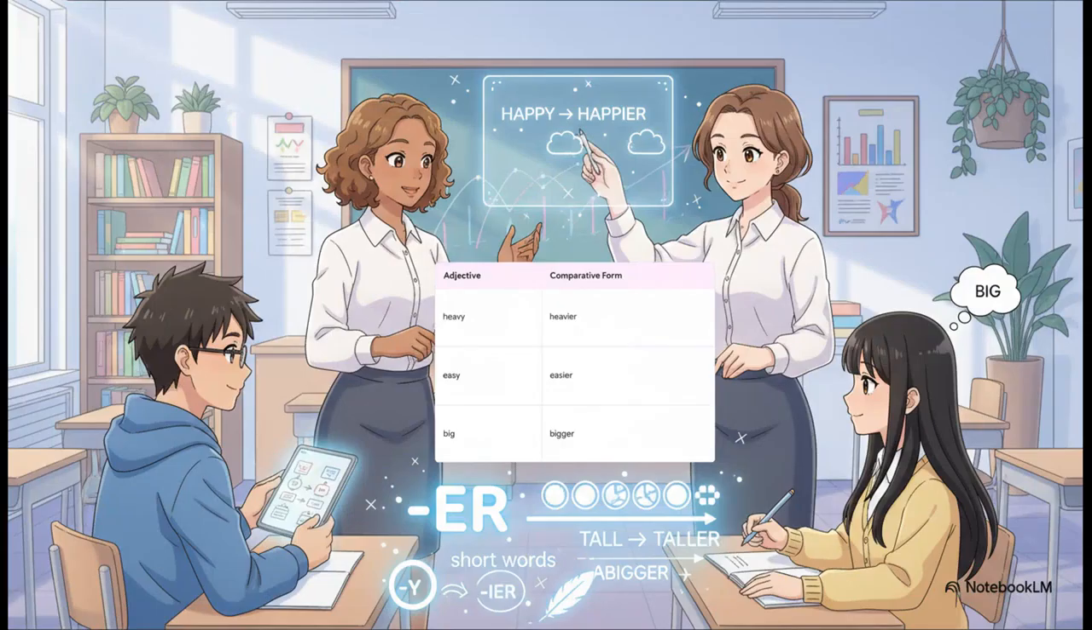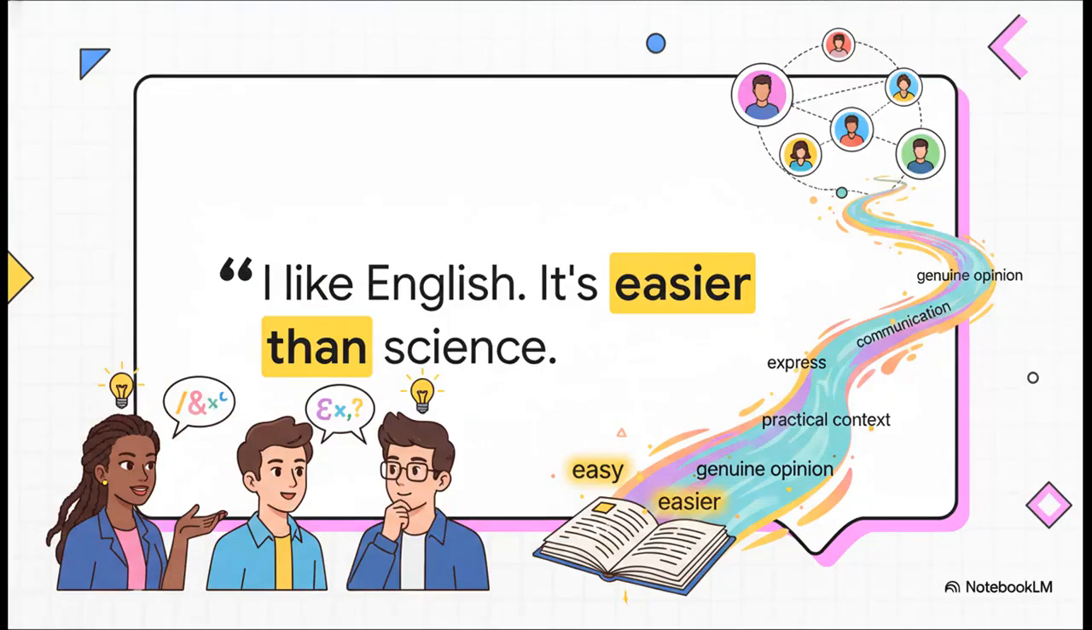The heart of this unit is the comparative adjective, the words we use to compare two things. And as you can see, students learn the basic rules. For short words, add er. If a word ends in y, change it to IER. It's a pretty simple and elegant system. And this is where the magic happens. The lesson immediately takes that abstract grammar rule and puts it into a real conversational context. A student isn't just memorizing easier, they're learning how to express a real opinion. This is the huge leap from just knowing a rule to actually communicating an idea.